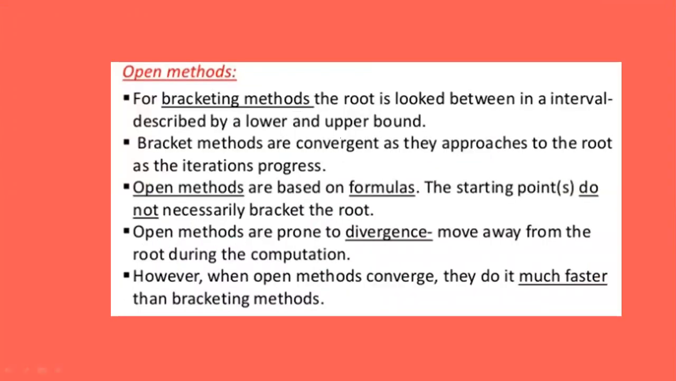For bracketing methods, the root is looked for between an interval described by a lower and upper bound. Bracketing methods are convergent as they approach the root as their iterations progress. Open methods are based on formulas. The starting points do not necessarily bracket the root. Open methods are prone to divergence, moving away from the root during the computation. However, when open methods converge, they do so much faster than bracketing methods.